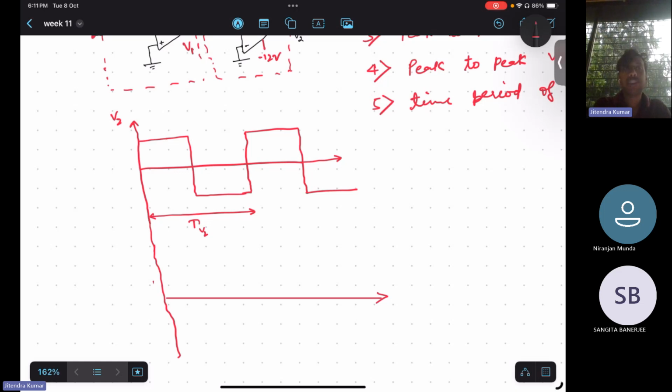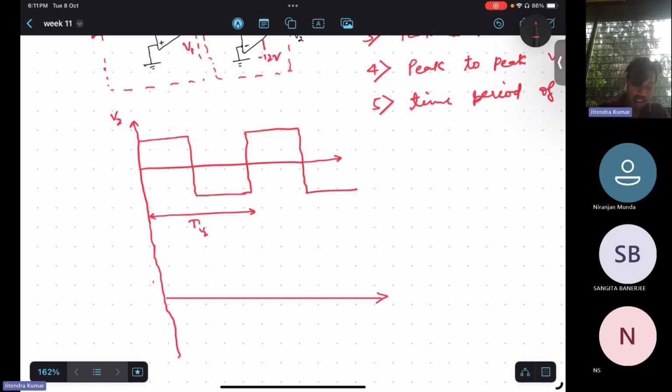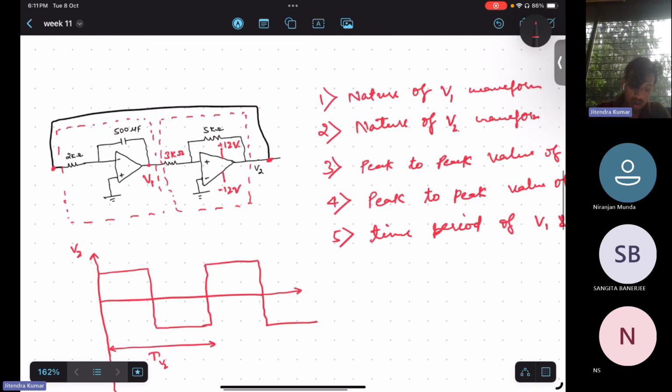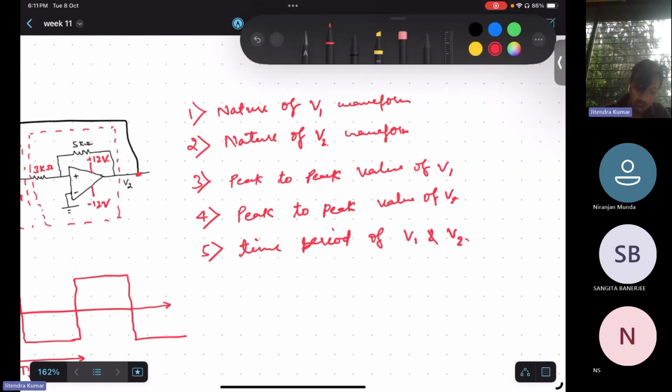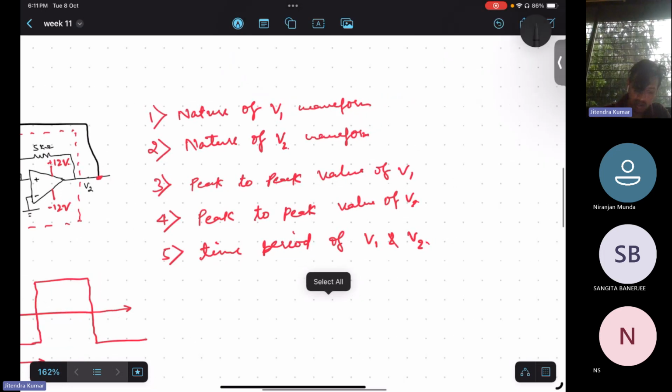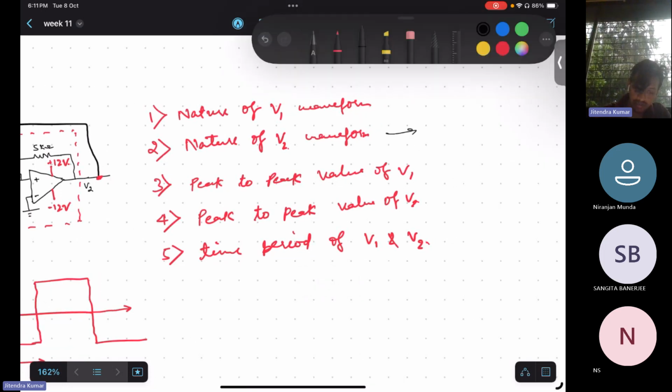So now V2 is there. Okay, we have identified the waveform of V2. So the second part is actually solved. What is the nature of V2? So what is the nature? It will be a square waveform, isn't it?